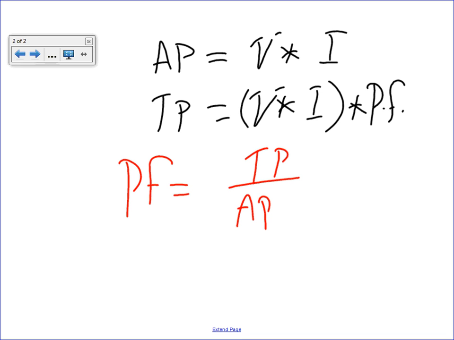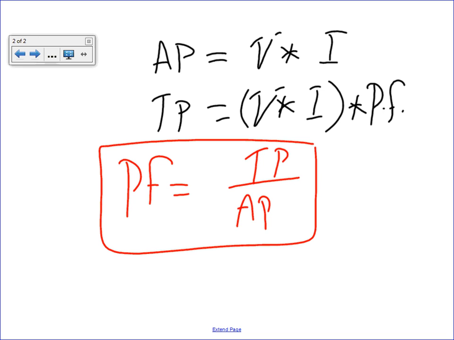This is one of the most important formulas that you're going to have. True power over apparent power. Take this example with the green. Suppose my voltage, let's make it simple, was 240. Suppose my current was 10 to make the calculation easy. So that will give me 2400, right? 2400 volt-amps. Make sense? 2400 volt-amps.